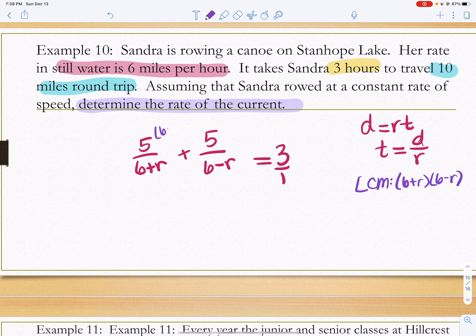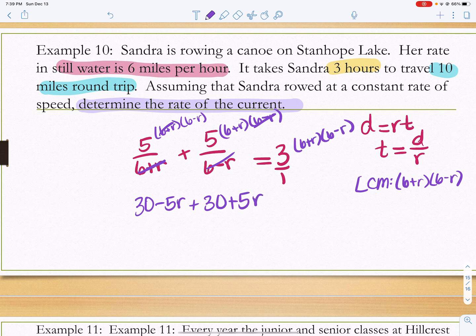So I'm going to multiply each of them by 6 plus R, 6 minus R. So the first one, the 6 plus R would cancel, and so I'd have 30 minus 5R. The 6 minus R would cancel, and so I would have 30 plus 5R. Okay, and then on this last one, I'm going to go ahead and just FOIL this. Wouldn't that be 36 minus 6R plus 6R minus R squared?